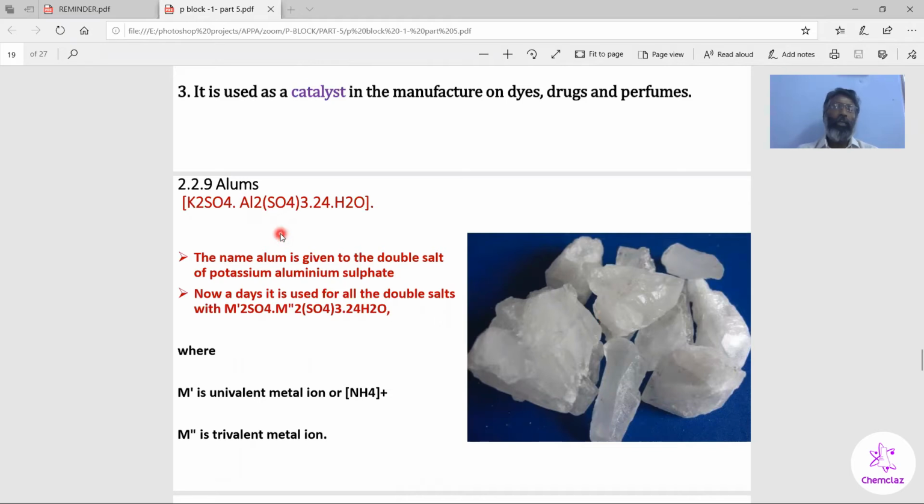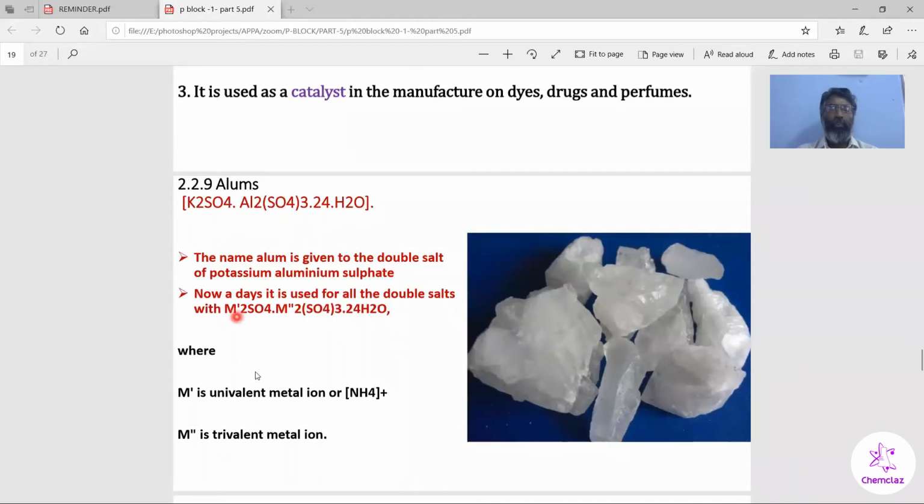Chemically it is called potash alum: K2SO4·Al2(SO4)3·24H2O. It is an example of a double salt. K2SO4 alone is only a simple salt, and aluminum sulfate alone is only a simple salt. These two simple salts combine and form a double salt, potassium aluminum sulfate. The general formula is M'2SO4·M''2(SO4)3·24H2O.